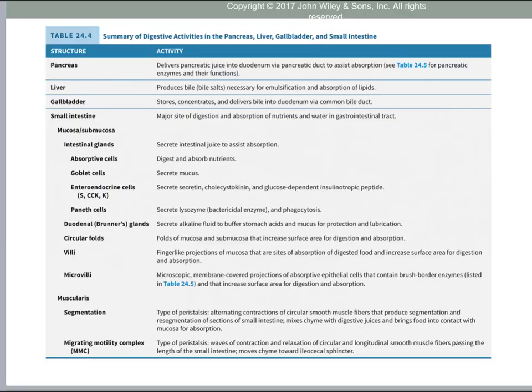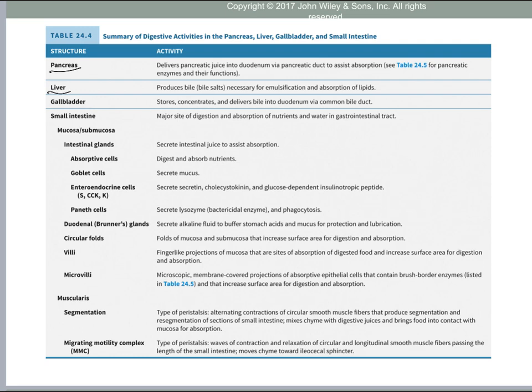Table 24.4 summarizes the digestive activities in the pancreas, liver, gallbladder, and the small intestine. The nice thing about this slide is it breaks down the cells, the organs, the layers, and what structures are responsible for specific activities. So for example, we look at the pancreas. We see that it delivers pancreatic juice into the duodenum via those pancreatic ducts to assist absorption. Refer back to 24.5, or at least we're going to look at 24.5 in a little bit to see those pancreatic enzymes and what exactly they do.